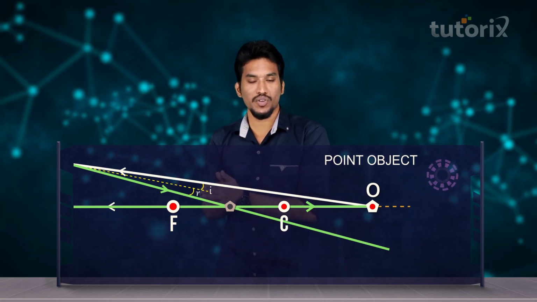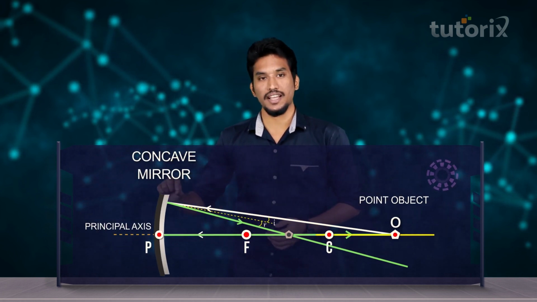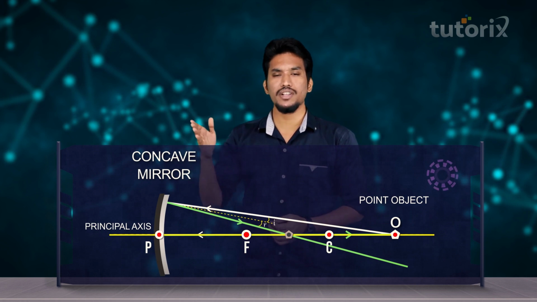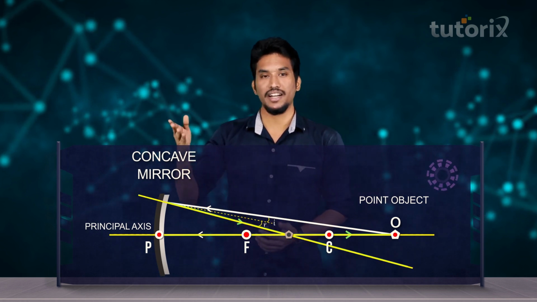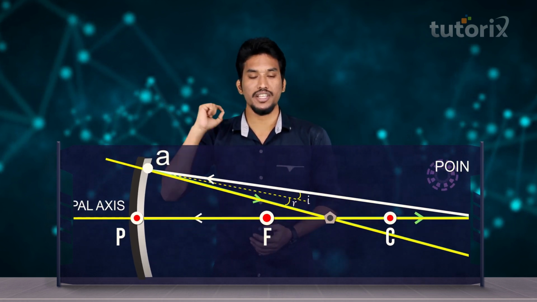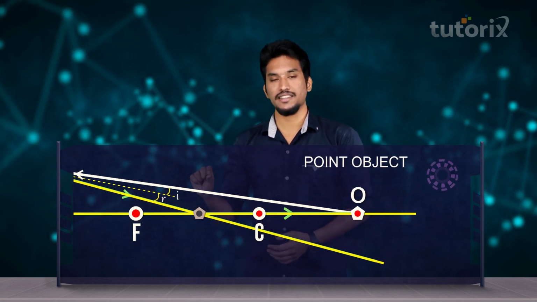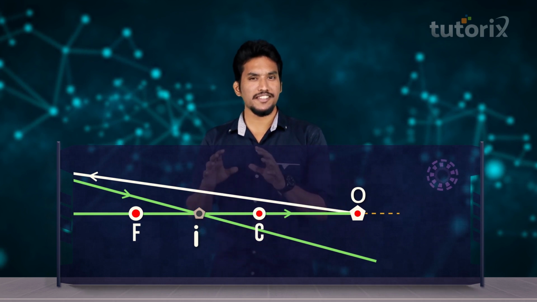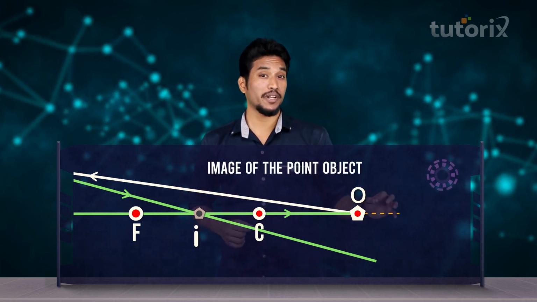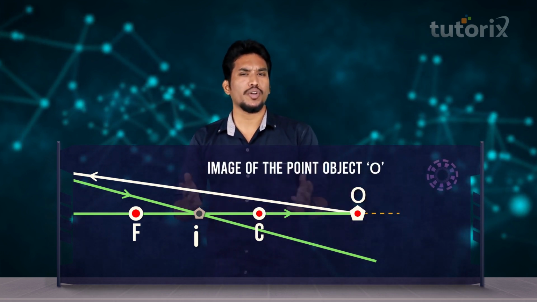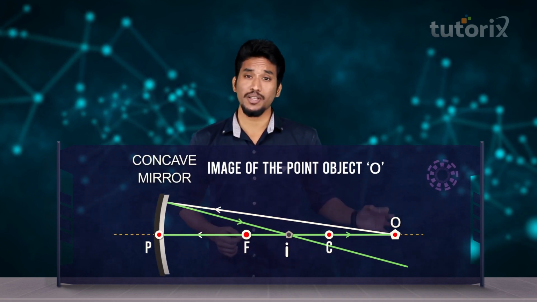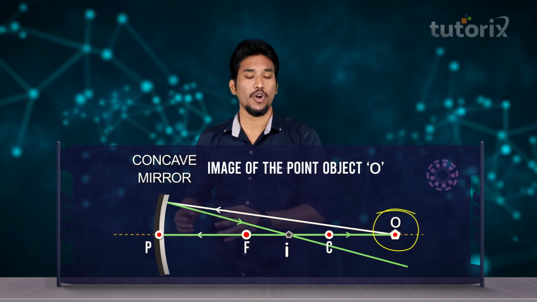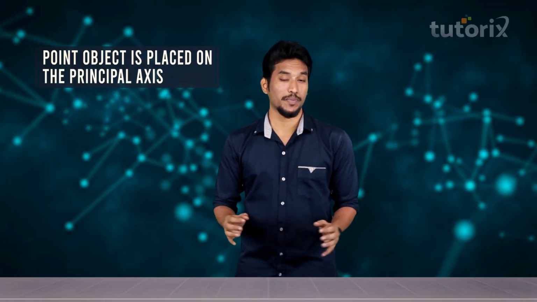So this is the intersection of the two rays, that is, one is along the principal axis and the other one is just the reflection of the incident ray at the point A on the spherical mirror. Let's say this point of intersection is I. So this point I is the image of the object O, which is placed behind the center of curvature. As you can see, when we have placed the object on the principal axis, the image is also formed on the principal axis itself. So this was the case where the point object is placed on the principal axis.